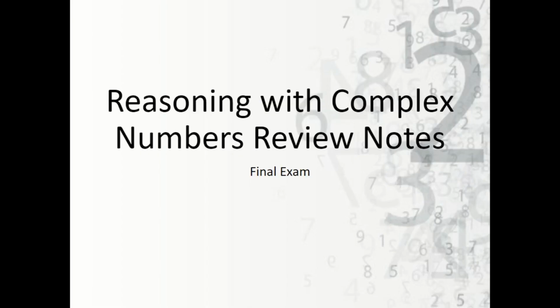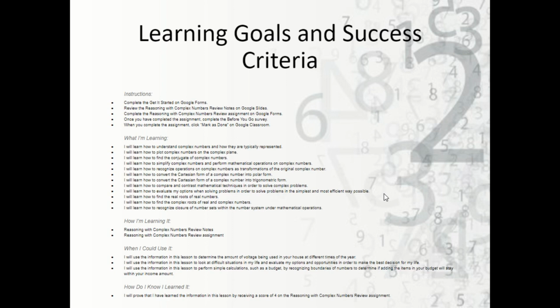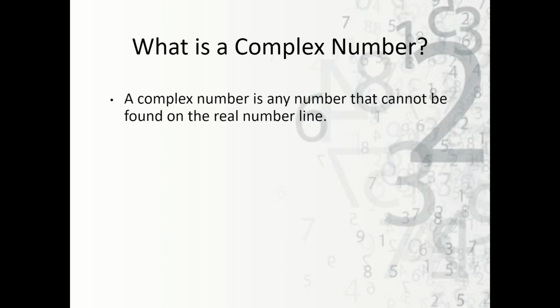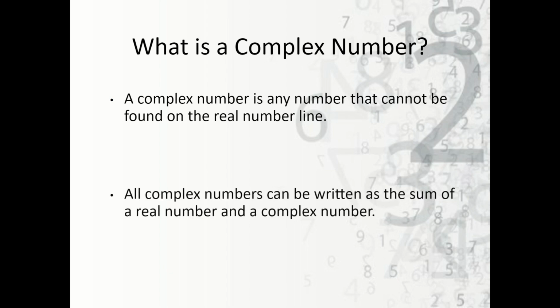Let's take a look now at the Reasoning with Complex Numbers review notes. The notes begin with the learning goals and success criteria. Now, what is a complex number? A complex number is any number that cannot be found on the real number line. All complex numbers can be written as the sum of a real number and a complex number.